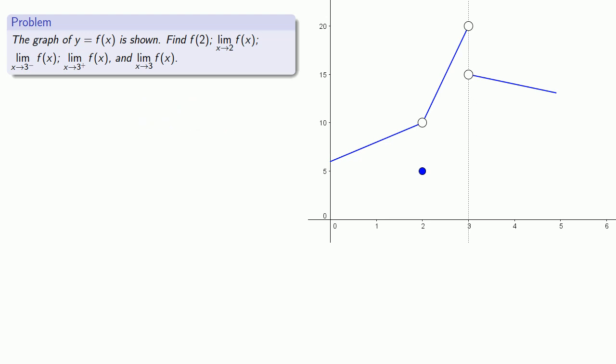So let's say I want to find f of 2. Since this is the graph of y equals f of x, then f of 2 will be the y coordinate when x is equal to 2. So I look on the graph and I see that the y coordinate when x is equal to 2 is going to be 5.